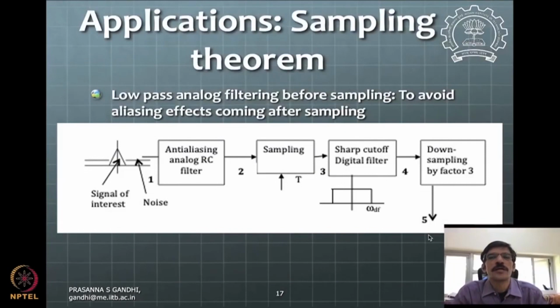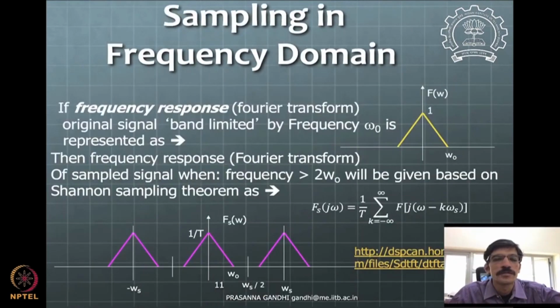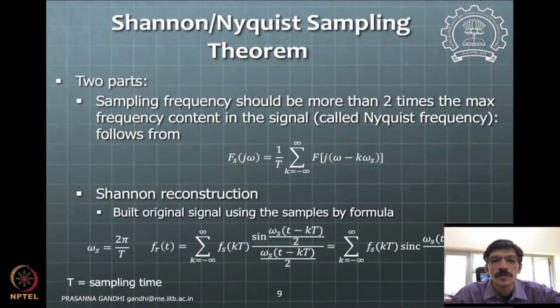So in the last class, we were looking at sampling and the application of the sampling theorem. We saw two aspects: one is the sampling theorem itself, and the other is the reconstruction. Ideal reconstruction will be Shannon reconstruction, and then this sampling theorem itself.